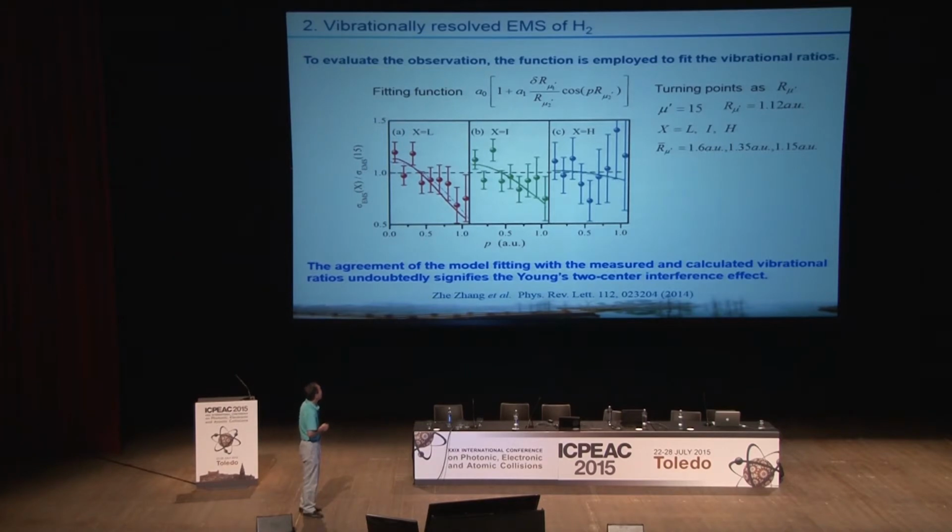So we can use this function to fit the ratio. We can say that the agreement of the model fitting with the measured and theoretically calculated vibrational ratios signifies the Young-type interference effect. In fact, to some extent, this also shows the movement of the interference fringes.